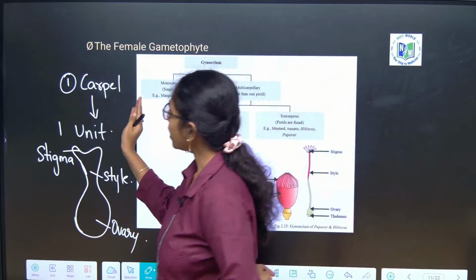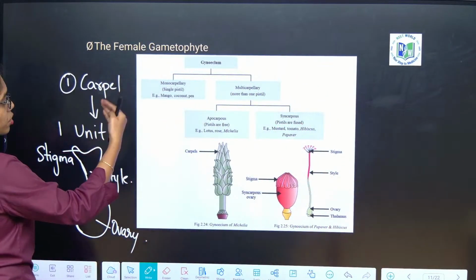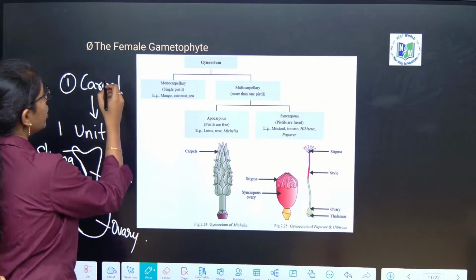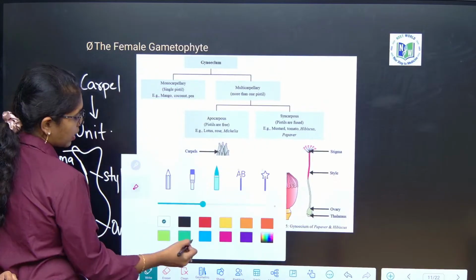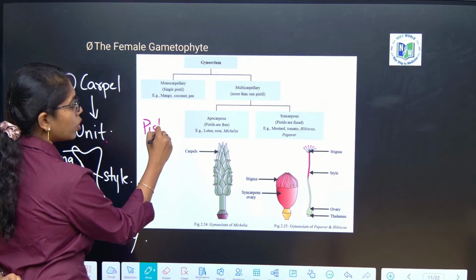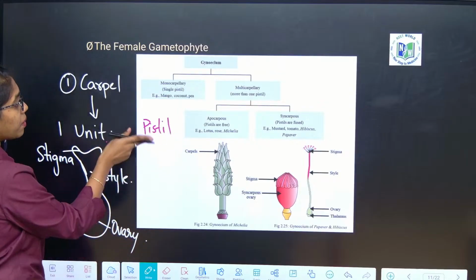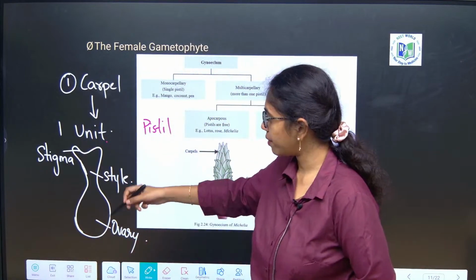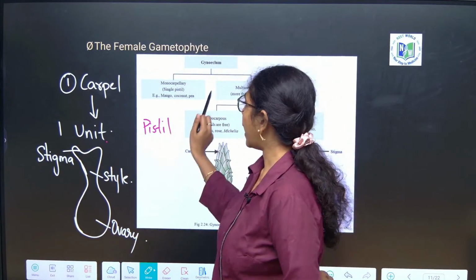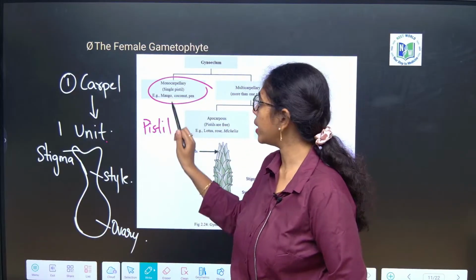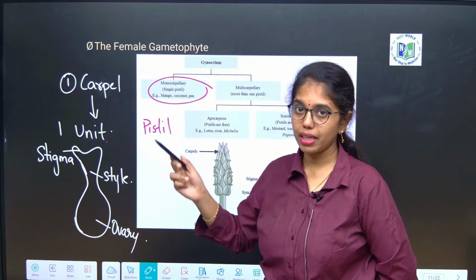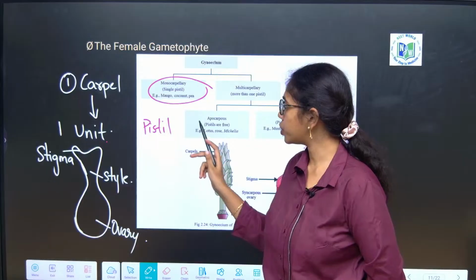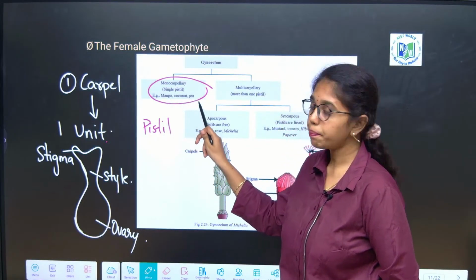As such, many units of carpel will give rise to the multicarpellary condition. Whether it is one carpel or more than one carpel, you will call it a pistil. Carpel and pistil you will use as synonyms, but do remember one carpel means one unit of stigma, style and ovary, and then you will call it monocarpellary or single pistil. Examples under monocarpellary condition are mango, coconut and pea.